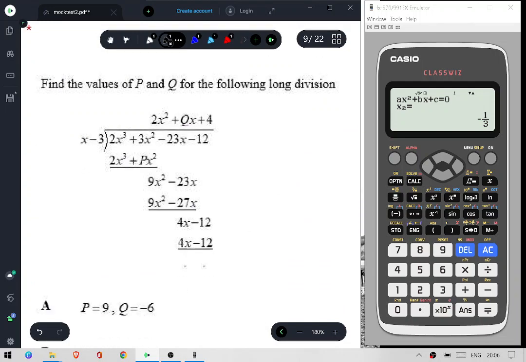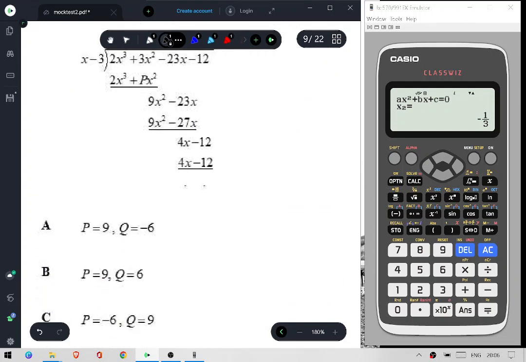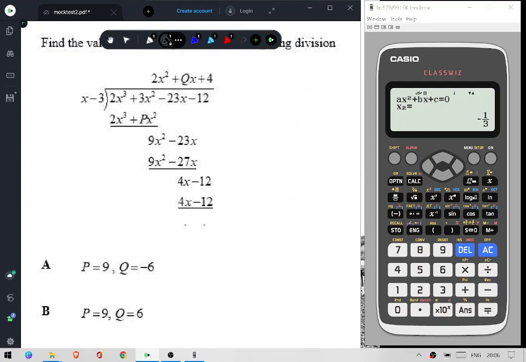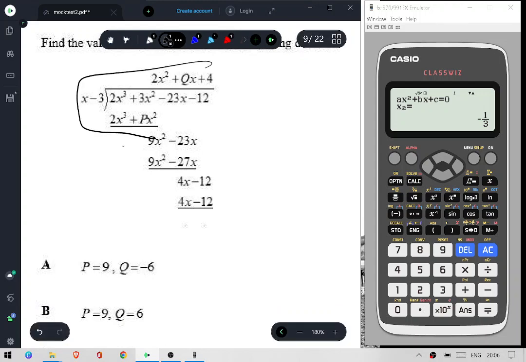Okay, next. Find the values of P and Q for the following long division. In this case, we only have to do this part. Wait a moment.